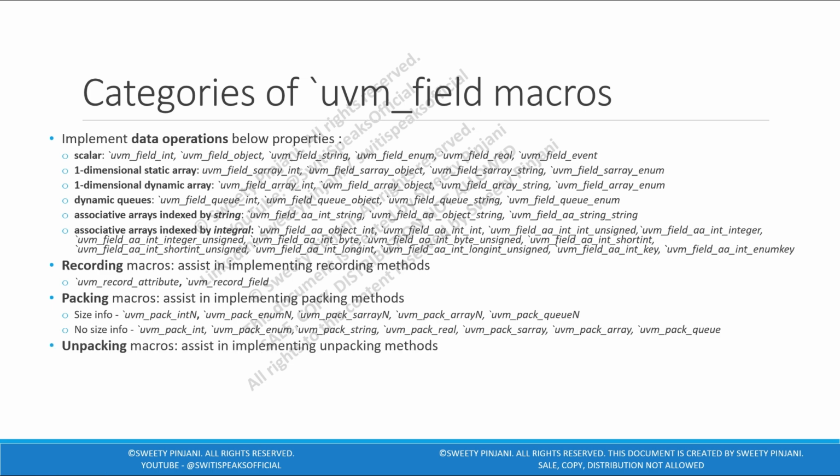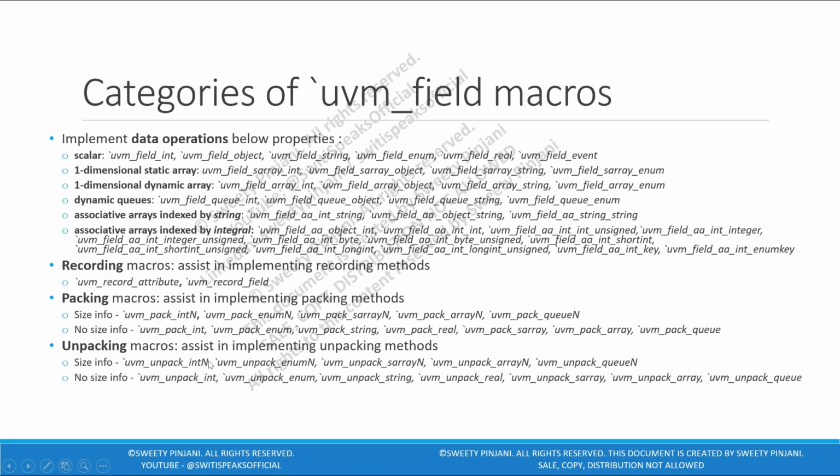Similar to packing, exactly same, you will have the macros for unpacking. This will assist in implementing the unpacking methods. The list is same as you had here, only the thing is instead of pack, it is performing unpack operation. So the prefix is UVM unpack. Then whatever data type you have, if you are specifying size, you will have suffix n. If you are not specifying size, you will not have the suffix n. These are the categories of UVM field macros.